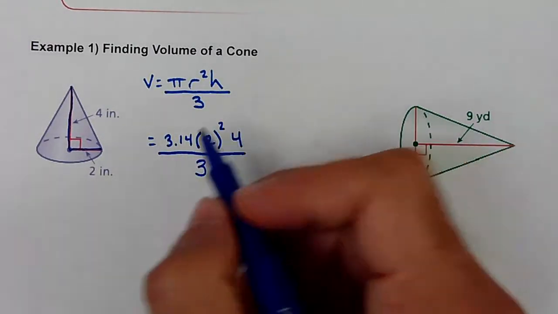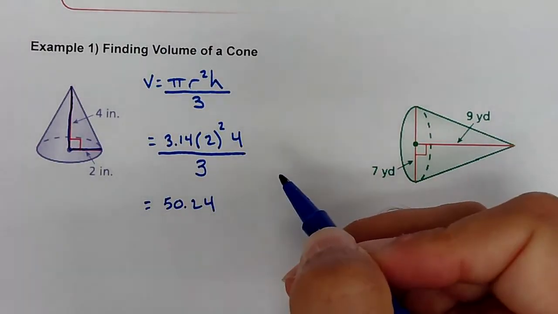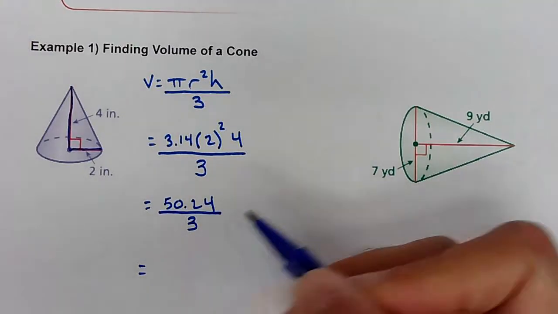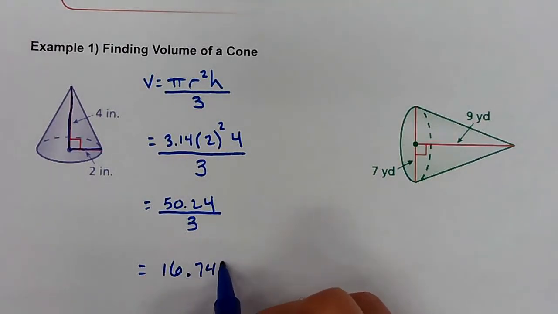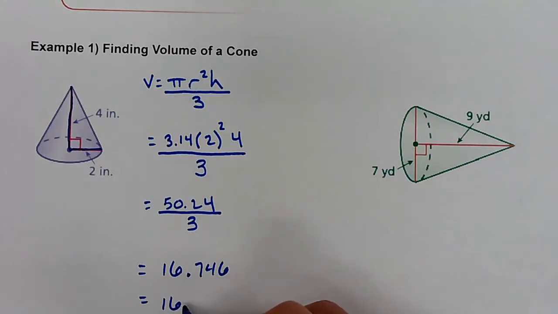When we do that, on the top we get 50.24. Divide that by 3 for a final answer of 16.746. And we're going to round that to the tenths place. So 16.7 inches cubed.